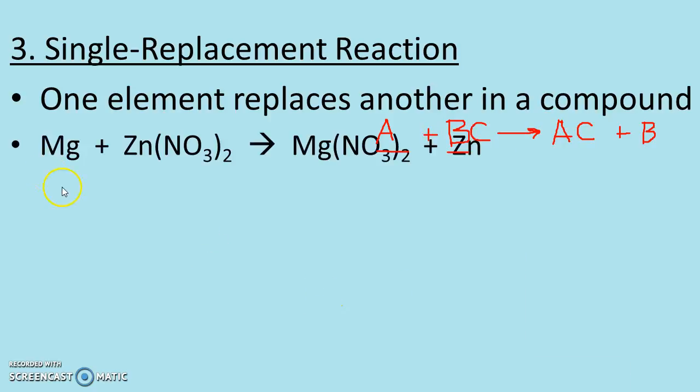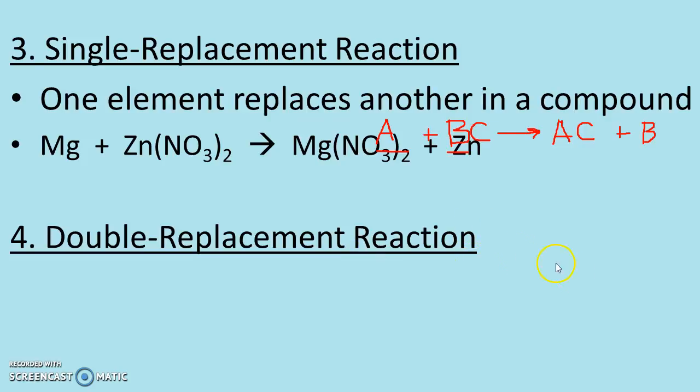So here's a couple examples. We have magnesium reacting with zinc nitrate, and then magnesium, you can see magnesium kicks zinc out of the compound.